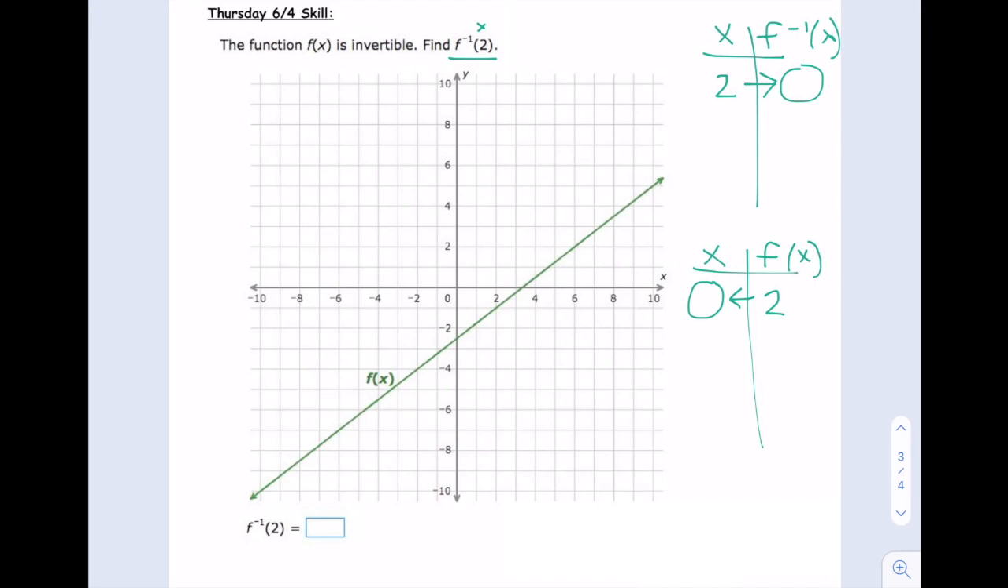So since we have the graph of f of x, well, I'm looking for when the y value is 2 on the regular f of x graph. So here's where y is 2, all of these points, and it looks like this is the point on f of x where y is 2, and that pairs to an input of 6. So that means on my f inverse table, when 2 is the input, 6 will be the output. So f inverse of 2 is 6.